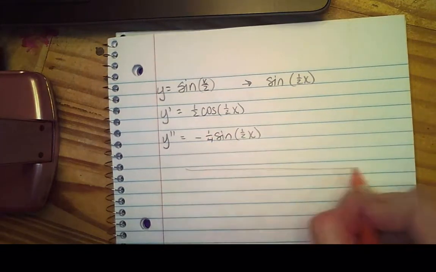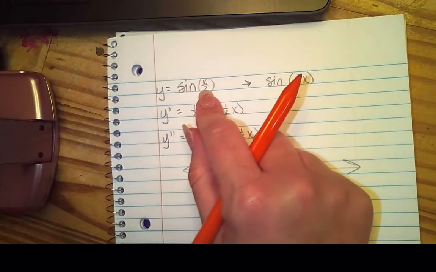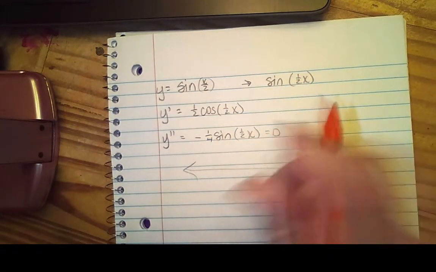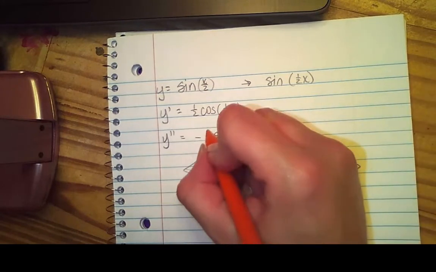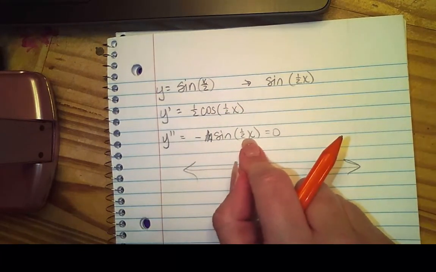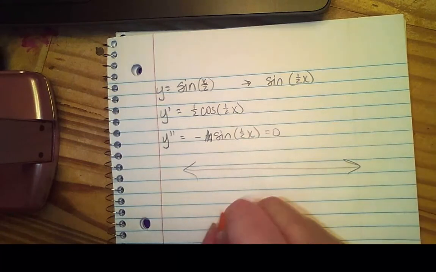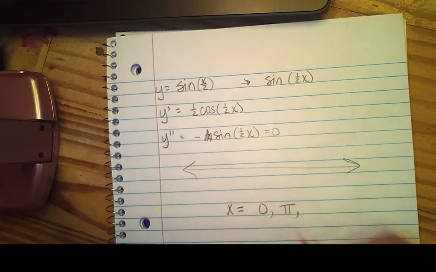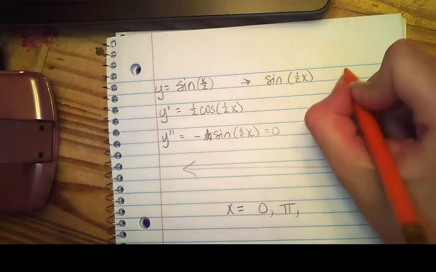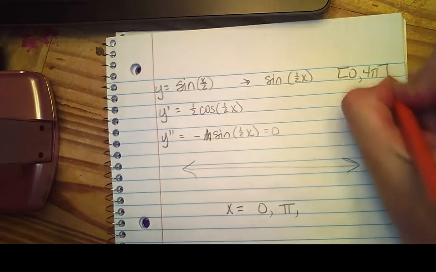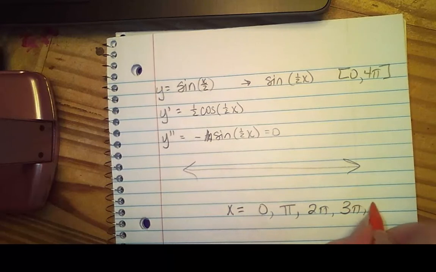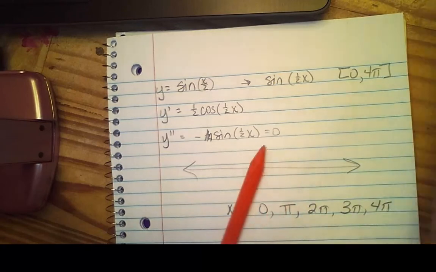So this one is slightly easier. Your domain is all real numbers because sine is valid for all real numbers. I'm going to multiply both sides by 4, so I have a negative sine 1/2 x. Basically, where does sine equal 0? Sine equals 0 when x is 0, pi, and we're restricted from 0 to 4 pi. So 0, pi, 2 pi, 3 pi, 4 pi, and it goes on and on. I'm going to have to finish this on the next video, sorry.